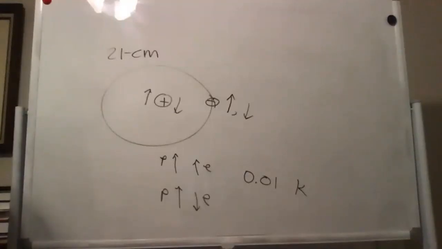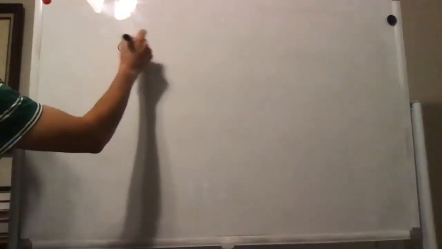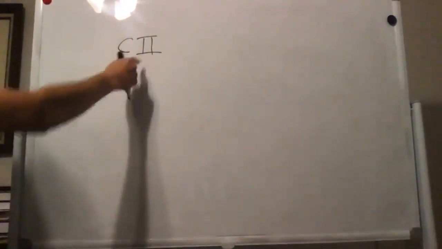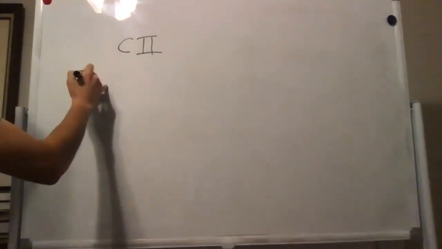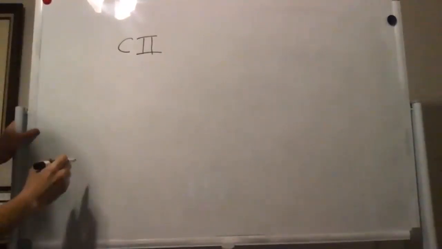So consider singly ionized carbon. Neutral carbon is going to have 6 electrons. So singly ionized, this carbon has 5 electrons. So the first, I don't know how to call them, the deepest.